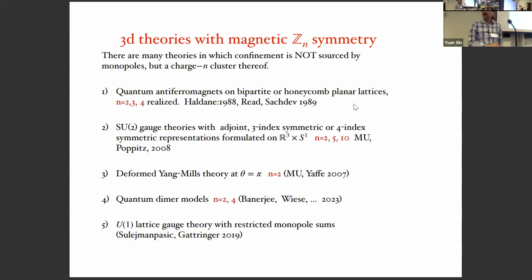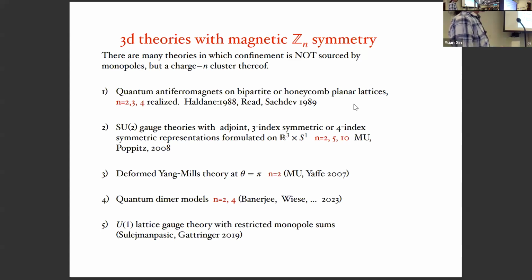For example, in 2-dimensional quantum anti-ferromagnets on bipartite lattices or honeycomb lattices, you do get that kind of confinement. Sigma is still 2 pi periodic, but you do get cosine 2 sigma, 3 sigma, 4 sigma. It depends on the circumstances.